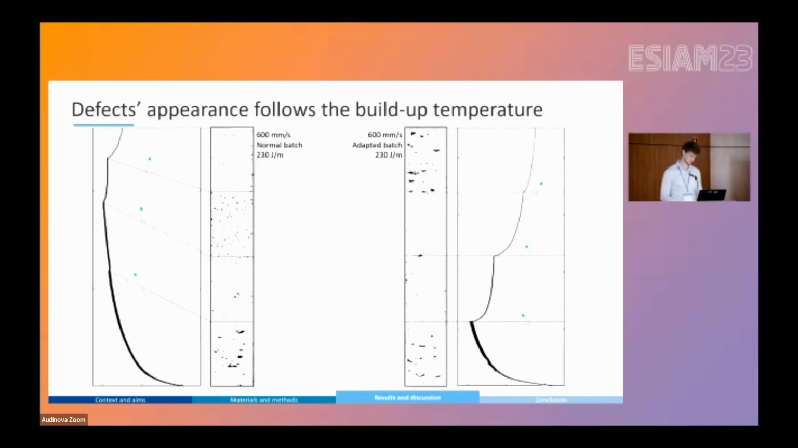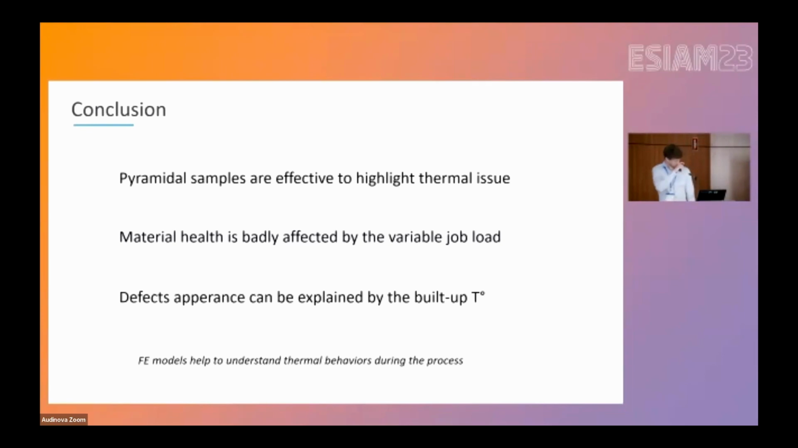So in this work, we used pyramidal samples to highlight the thermal issue. And we also saw that the material health is really badly affected by the effects studied here. And we also see that the defect appearance can be explained by this build-up temperature. So this is the temperature of the build plate during the process. So that's it.